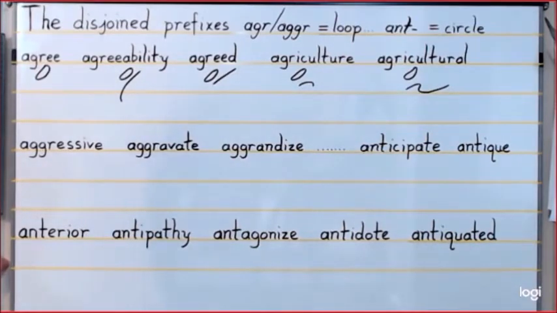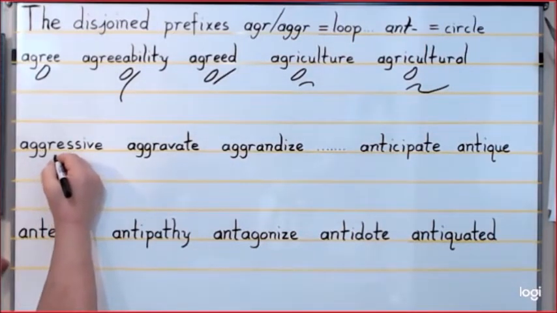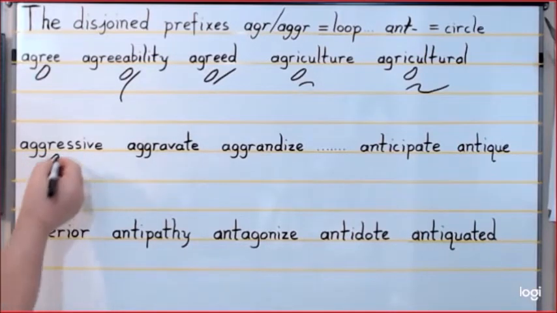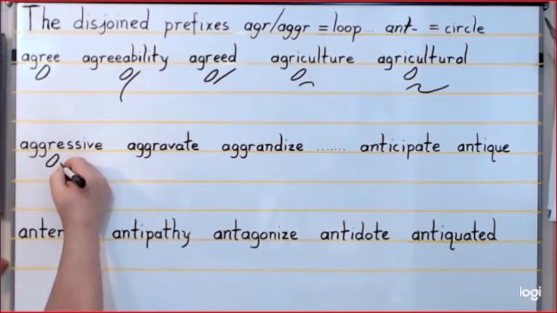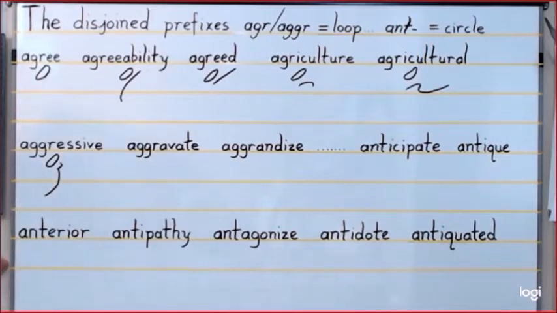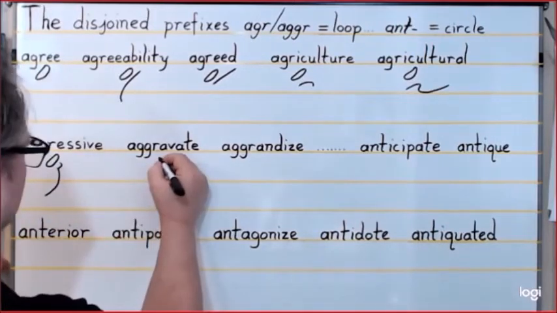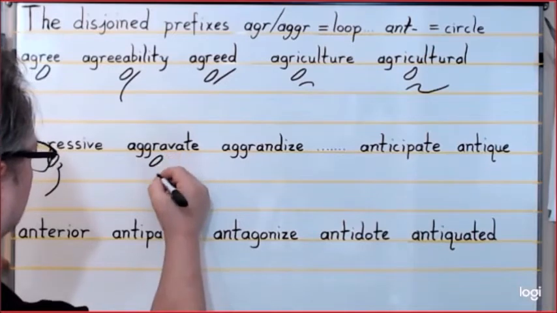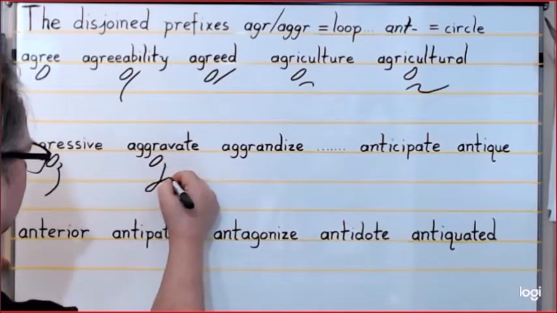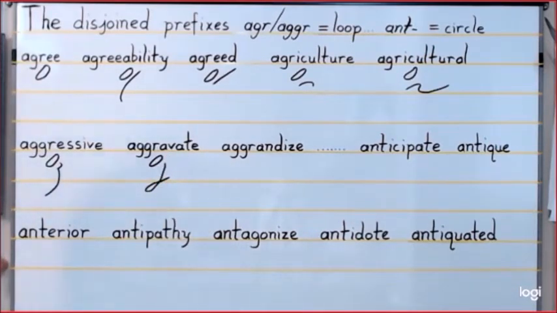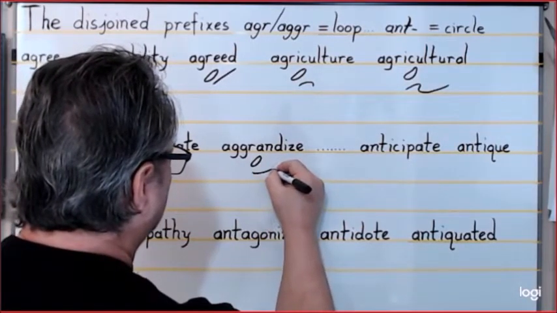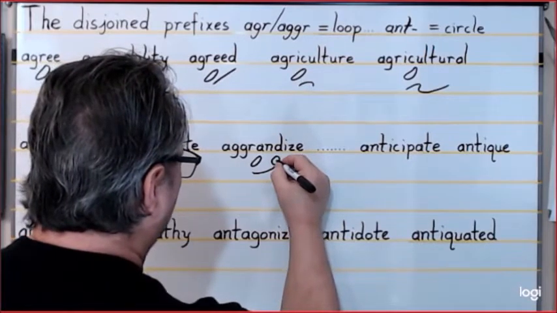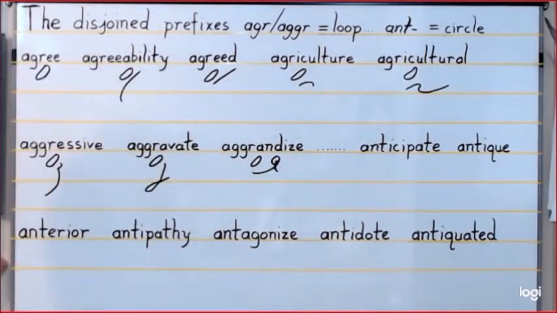And then aggressive is the loop again for the AGGR part. The E here is understood, and then the S, and then a V. Aggravate is the loop, and then the V, A, T. Aggrandize is the loop, and then the ND stroke with a long I, and there's the Z.